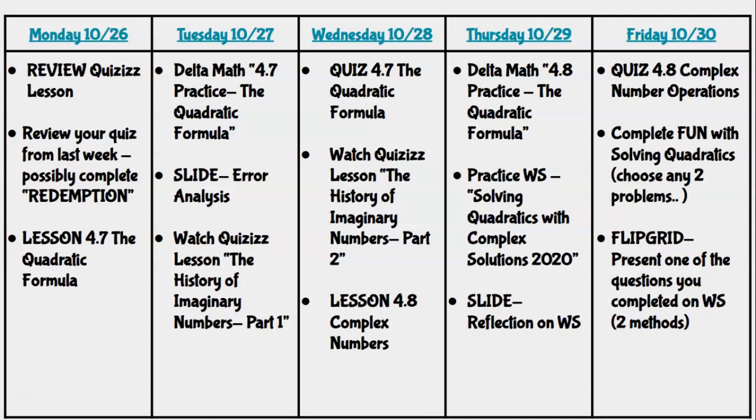The second thing on Monday is optional, depending on how your quiz from last week went. If you are happy with your score, then you don't need to do anything. But if you are not happy with your quadratics quiz score, you can complete the redemption quiz and work on that. If it's not necessary, just completely skip it over in Delta Math. I won't be entering a 0 for you. It would just be making up some points on your original quiz score.